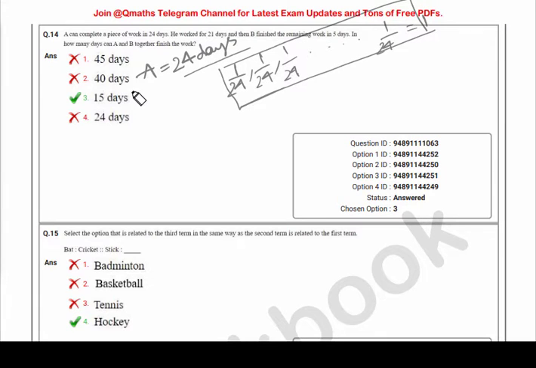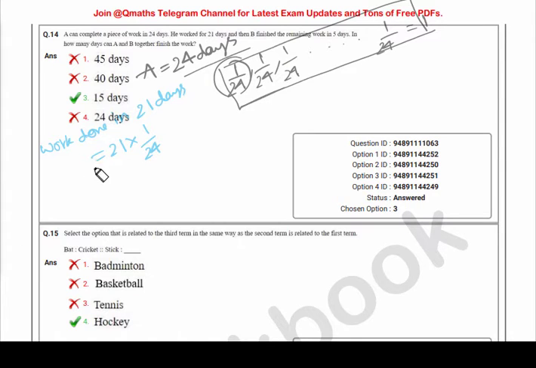So we just got to know that A worked for 21 days, right? His 1 day work, we know that it is 1 by 24. So for 21 days he worked. So the work done in 21 days becomes 21 into the work done per 1 day, that is 1 by 24.